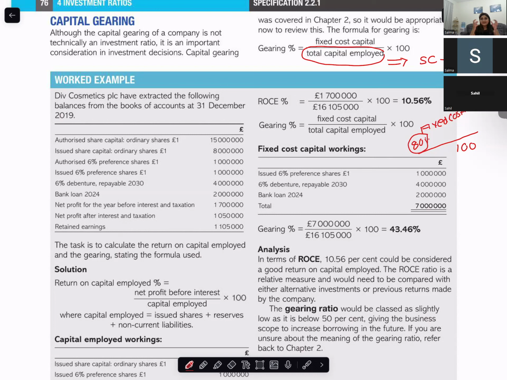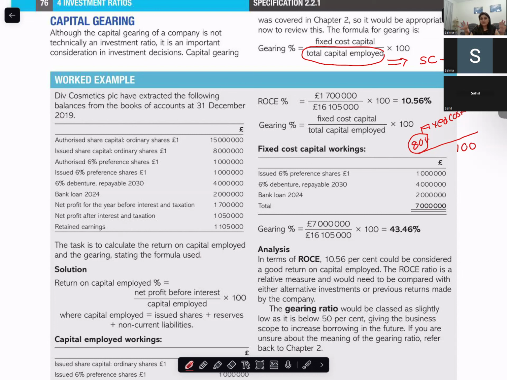If your total capital employed is 100, and out of which 80 is carrying some fixed charges associated with it, that means you have to pay irrespective of whether you're earning a profit or not. That is called fixed cost capital.